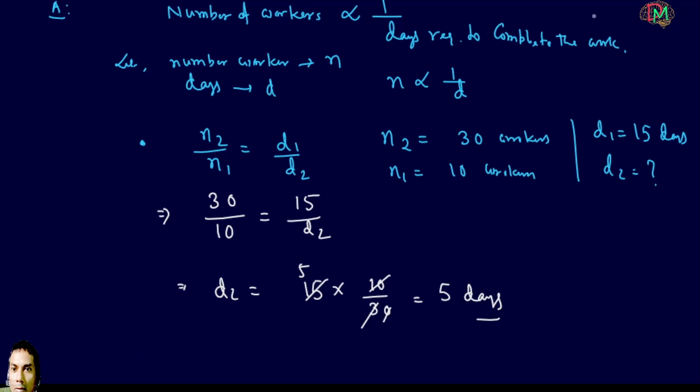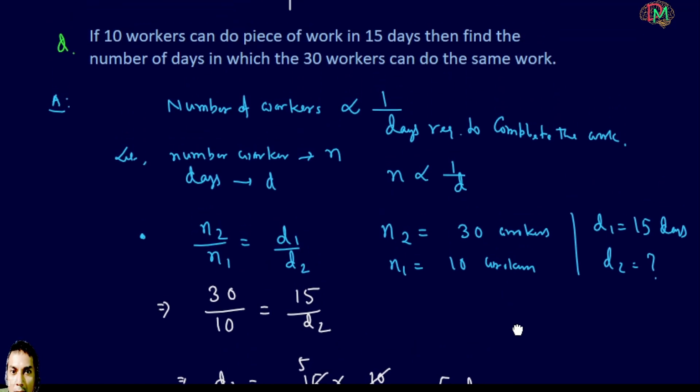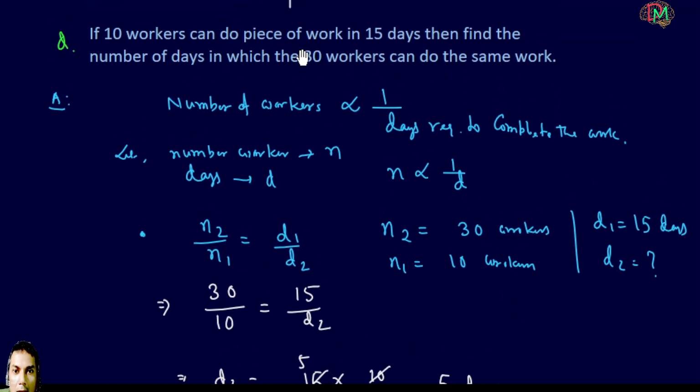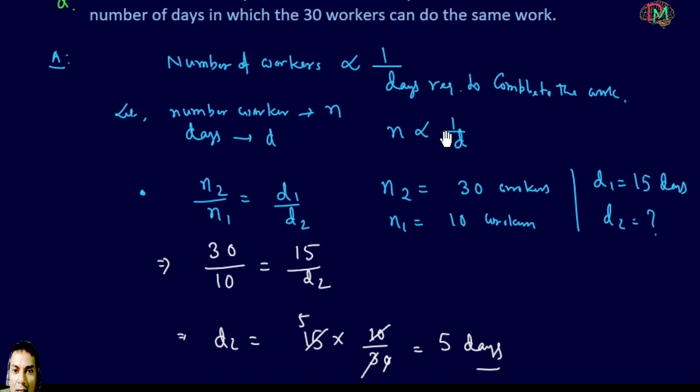Now look at this. Here the workers increase, so the days will be reduced, because they are in indirect relation, indirect proportion. That is the reason. If the days increase, then what will happen? If the days increase, the number of workers required will be less. Clear?